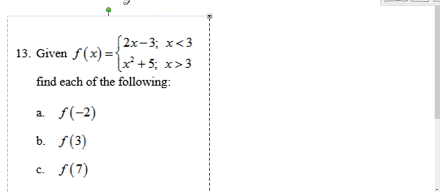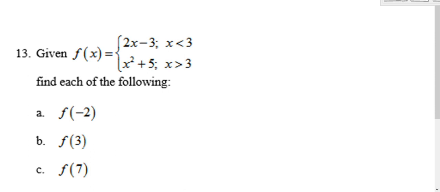So here's another piecewise function. But we don't need to graph it, we just need to answer questions. We're plugging in -2. We can just plug them in. You just have to identify where you're plugging it in. Since it's -2, -2 is less than 3, so we plug it into the top piece. So that's 2 times -2 minus 3, then -7.